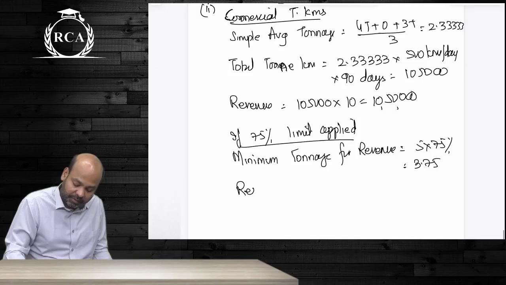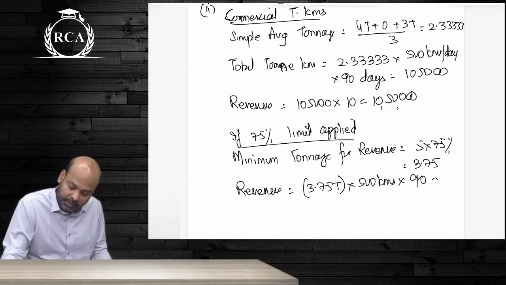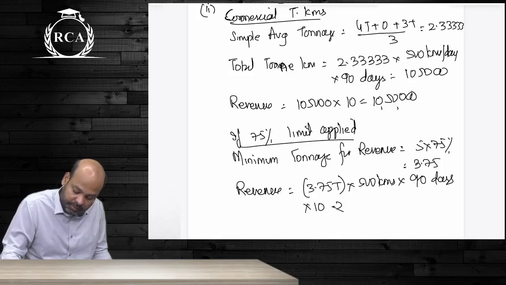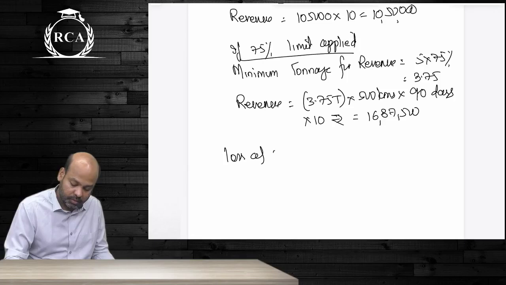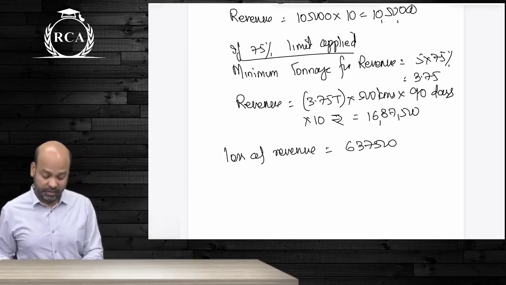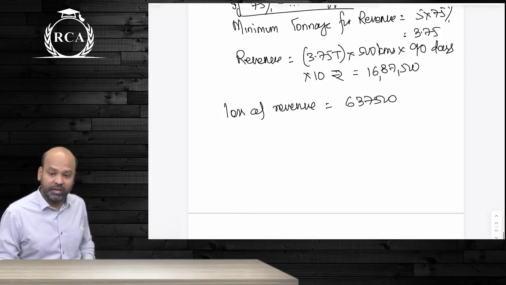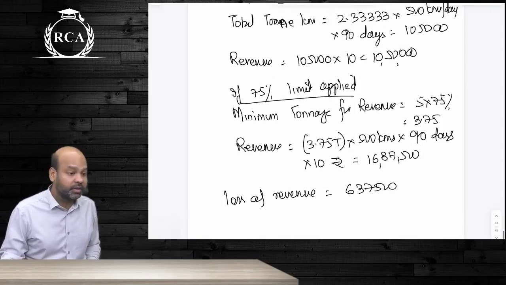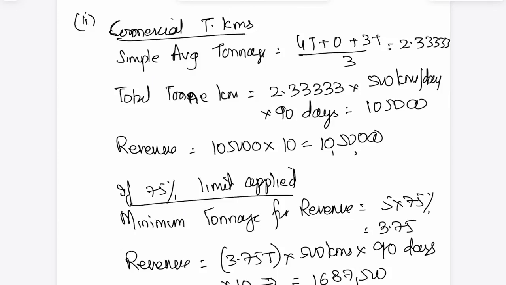3.75. What would have been my revenue guys? On 3.75 tons, I would have charged for 500 kilometers, operating for how many days? 90 days at the rate of 10 rupees. 16 lakhs. What is the loss of revenue? अगर मैं मिनिमम लिमिट अप्लाई नहीं कर रहा हूं बेटा, आई एम लूजिंग 6,37,500 बिकॉज माई रेवेन्यू इज ओनली 10,50,000. अदरवाइज माई रेवेन्यू वुड हैव बीन 16,87,500. Are you getting the difference guys? Copy करो बेटा. Very simple बेटा but different. Online students make a note of it.